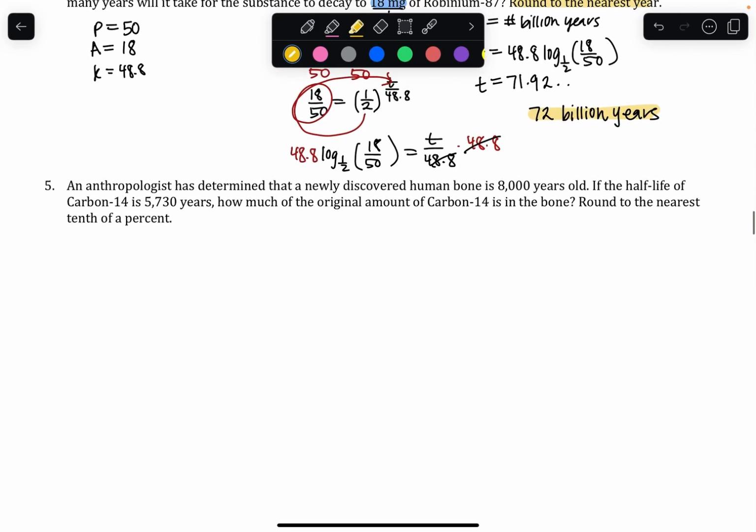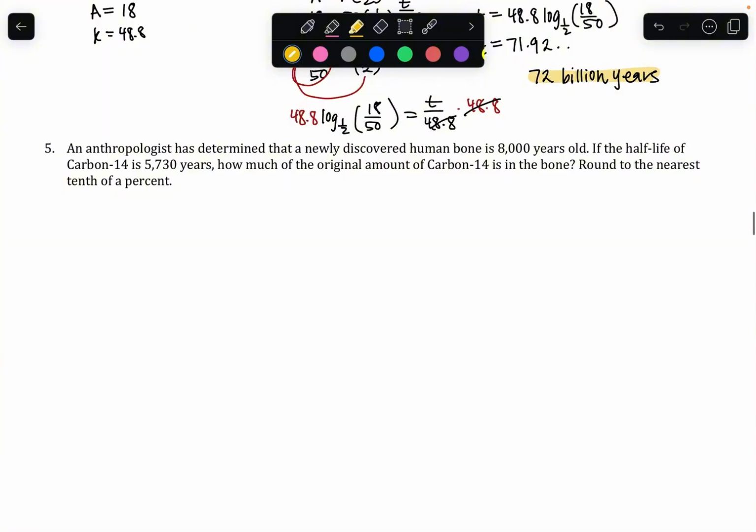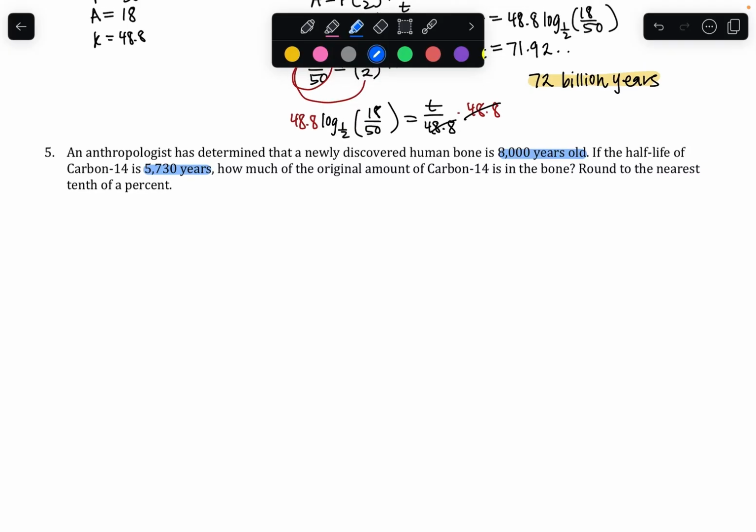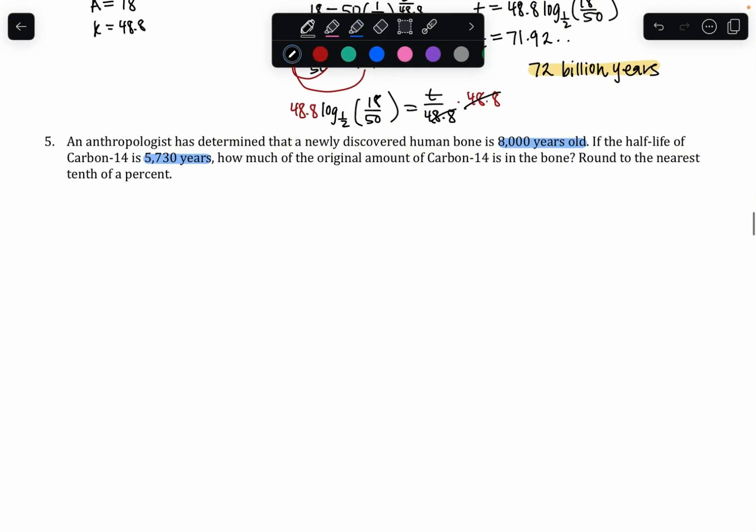Okay, the last example, an anthropologist has determined that a newly discovered human bone is 8,000 years old. If the half-life of carbon-14 is 5,730 years, how much of the original amount of carbon-14 is in the bone? Round to the nearest 1/10%. Okay, so I see the word half-life, so I'm going to write down my formula.